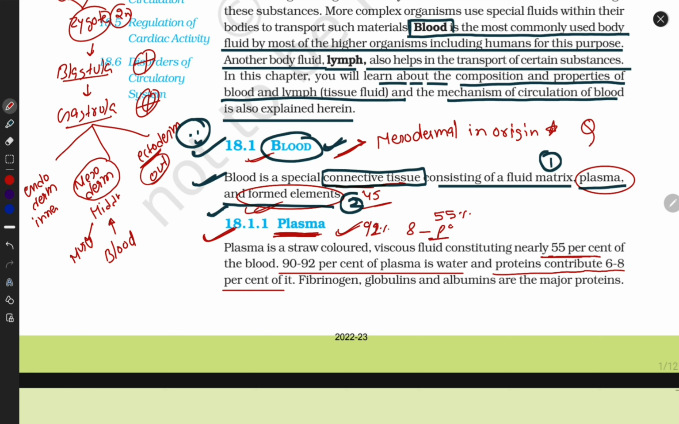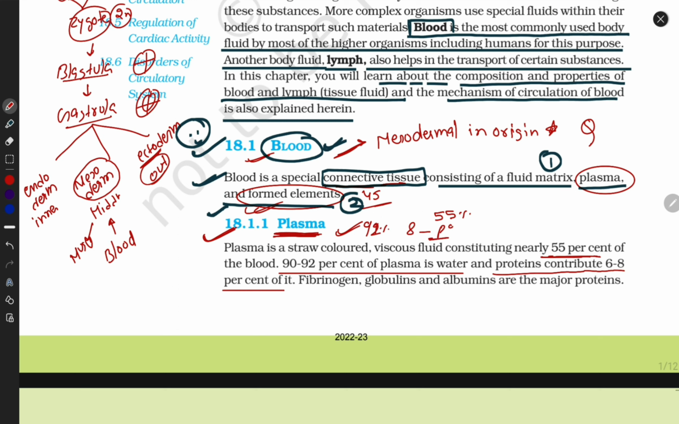And now last is the albumin part. What do they do? They help in osmotic balance. What is osmotic balance? It means they maintain the osmolarity inside the cells as well as outside.